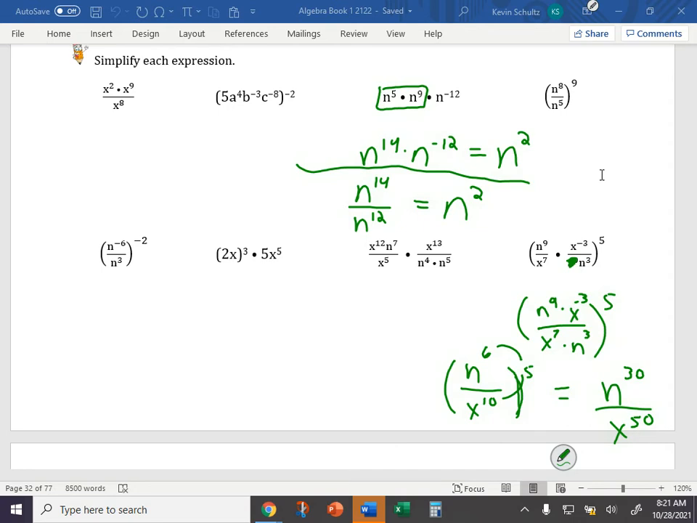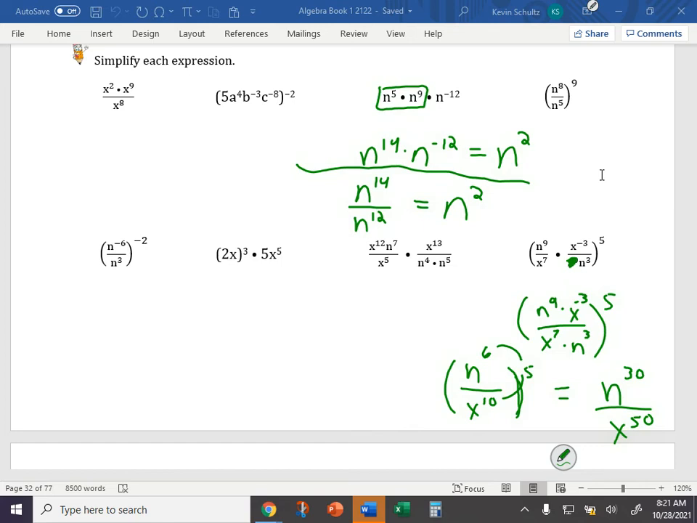Second row, second one, 2x cubed times 5x squared, okay? This one we are kind of locked into doing a rule first. Which one should we do first here? We've got multiplying by the same base. We've got the distributive property. Which one should we do first?